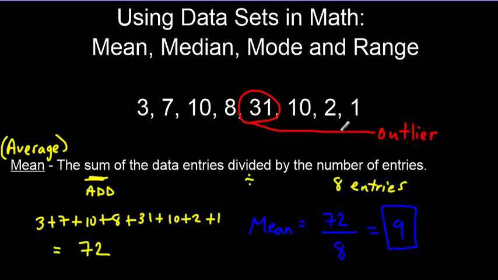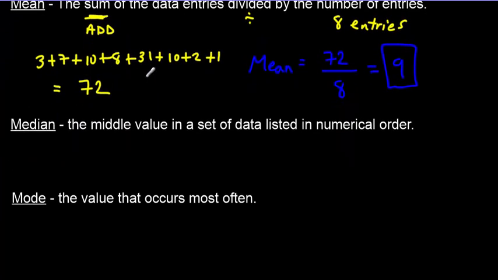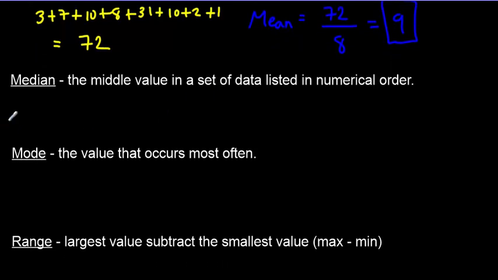If these points were graphed on, say, a line graph, that point would be far off from all the other points. It wouldn't quite follow the pattern or the trend. In this case, you can see it's just a lot higher than any of the other numbers. It kind of stands out, so we call that an outlier. But that's the mean. Add them up, divide by the number of entries there were, and you get your mean or your average.